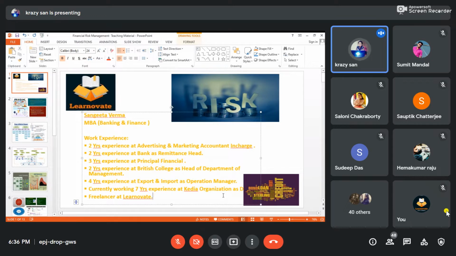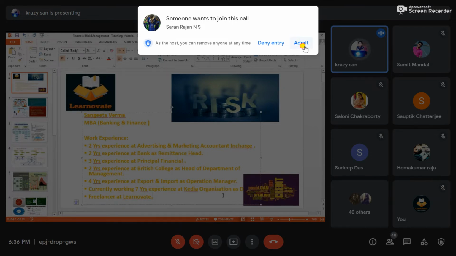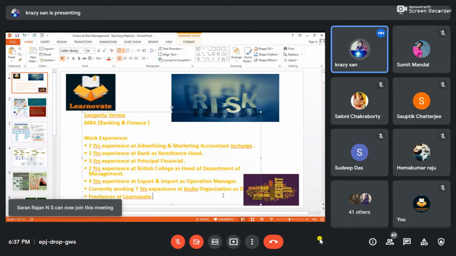I've worked with an advertising and marketing agency, a bank, a financial company, and I've worked as HOD of management in a college, and with an export import company as an operational manager. Currently I'm working with a multinational international export import company which majorly deals with Sri Lanka, Australia, India. Some things are exported, some are imported, and along with that I'm working as a freelancer with LearnOvet.